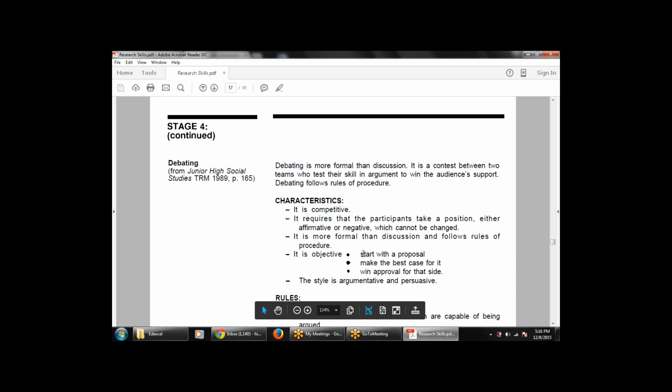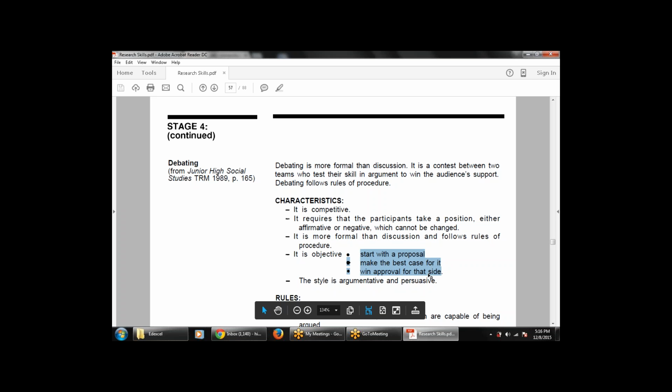And what is the main objective? So the main objective is to start with the proposal. So the proposal will be given. So starting with the proposal, make the best case for it, then win the approval for that side. So these are the three main objectives that will be taken up in debating.